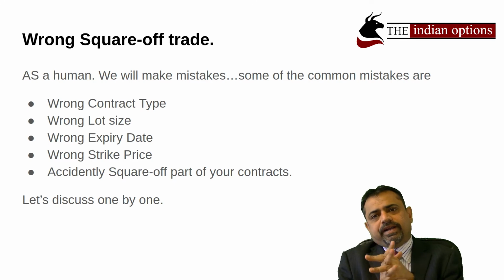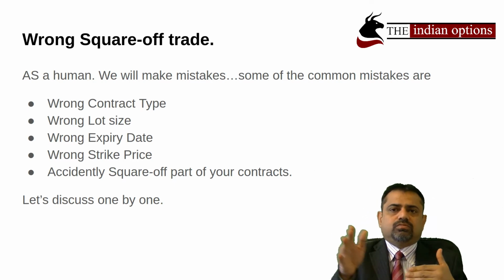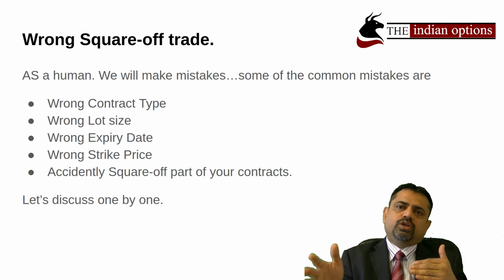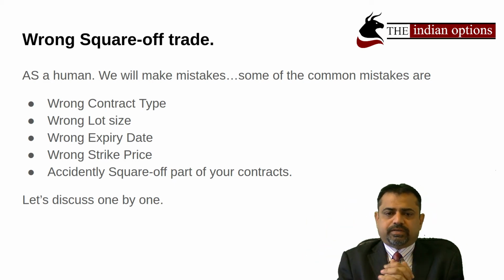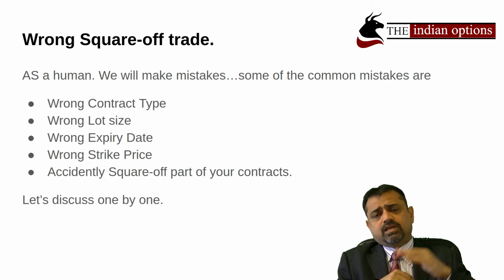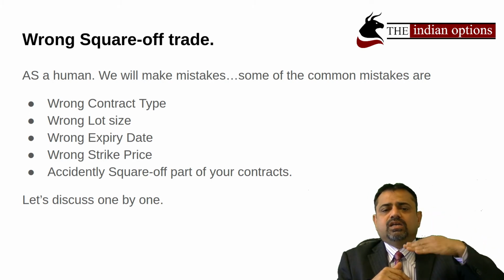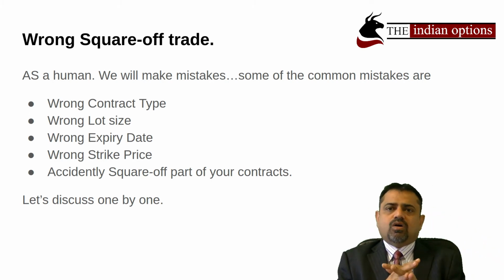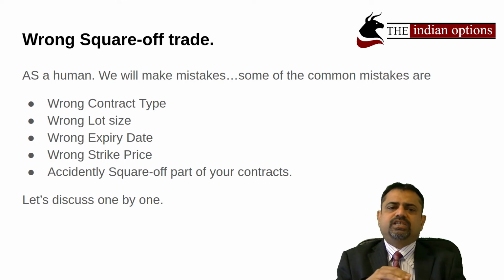Then wrong expiry date. Say the expiry date was 30th Jan, and you took a new trade that is 7th of Feb or something. So it is a wrong trade. A wrong strike price: the original contract was at 12,300 and you opened the wrong contract at 12,200 or something. Or you just accidentally square off parts of your contract. That happens. So let's discuss these one by one, what happens in each situation.